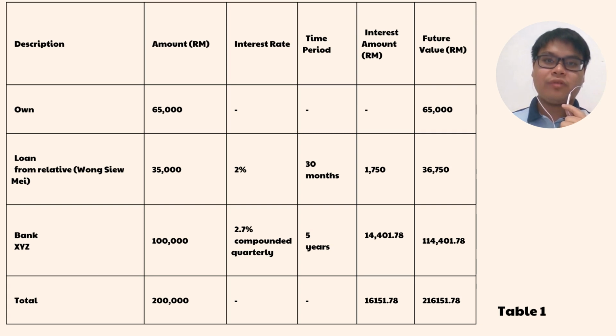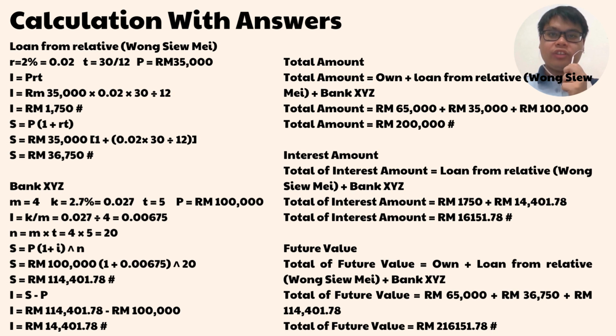The future value for the Bookworm Enterprise financial scenario will be 216,151 ringgit 78 cents by summing up her own funds, all loans, and the total interest amount of 16,151 ringgit 78 cents. This calculation shows the estimated total amount for our owner Daisy to start out the business, the total interest amount charged to Daisy, the future value of the loans from relative Wong Siu Moi and Bank XYZ that need to be paid off, and also the future value of the Bookworm Enterprise financial scenario.